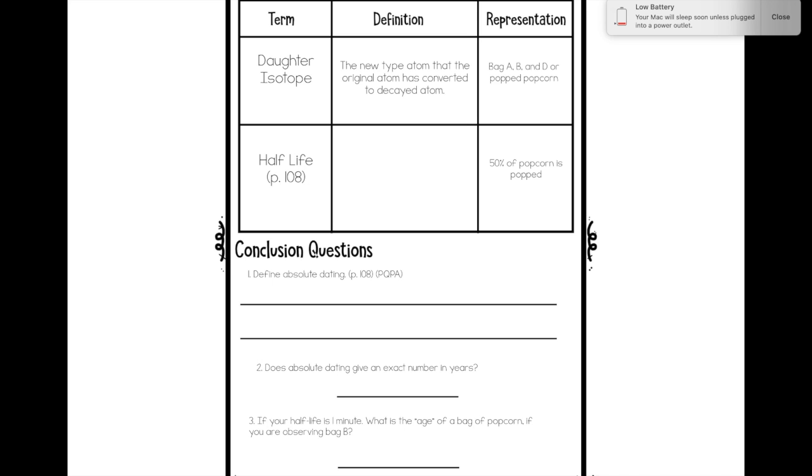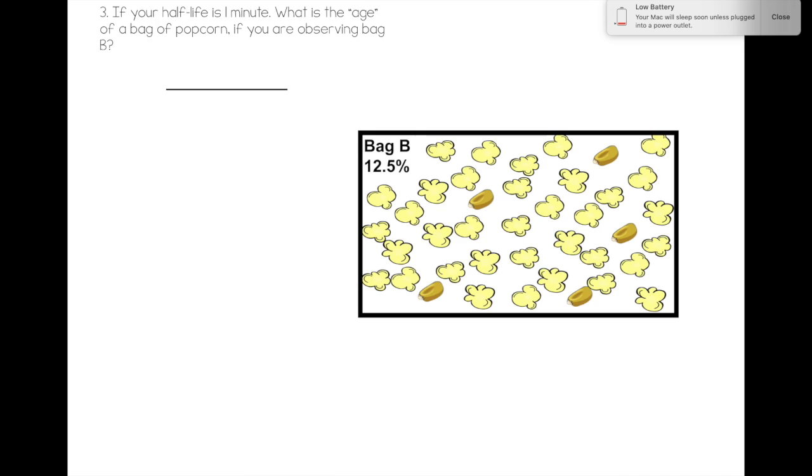Number 2 is a yes or no question. Does absolute dating give an exact number in years? Yes or no? And then finally, let's work on number 3. Number 3 asks if you have half-life that is 1 minute, what is the age of bag of popcorn B?